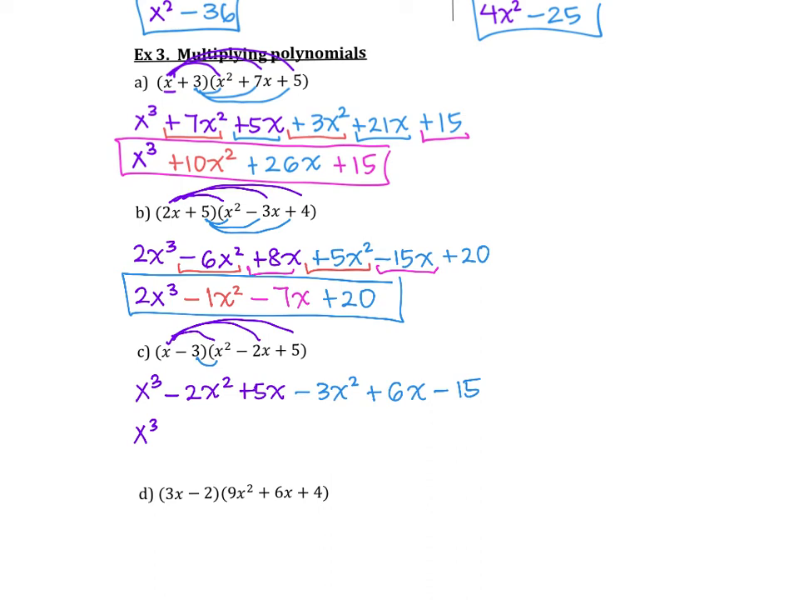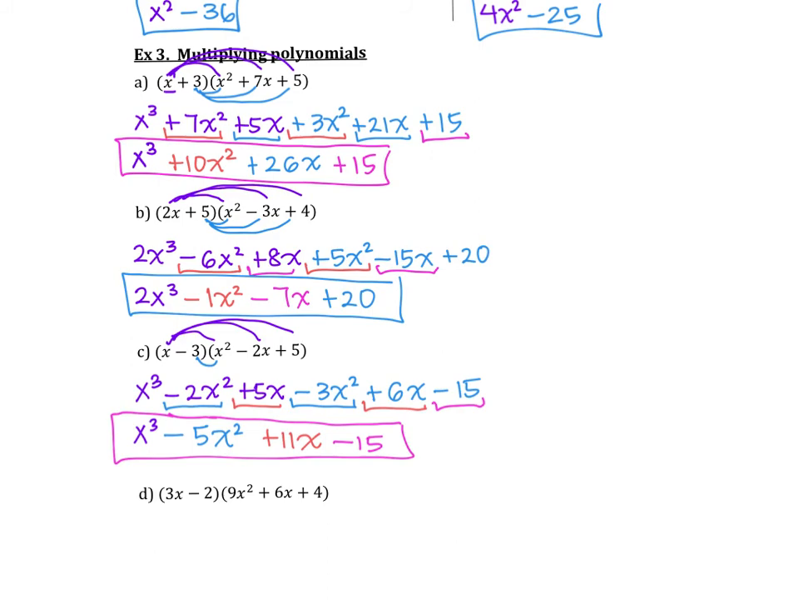Okay, x to the third. Now let me look for the x squareds. Negative 2x squared minus 3x squared is negative, add them up, 5x squareds. 5x plus 6x is 11x. And then the minus 15 constant term. Constant term, you always go last.